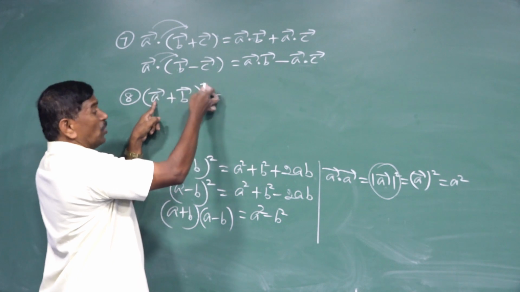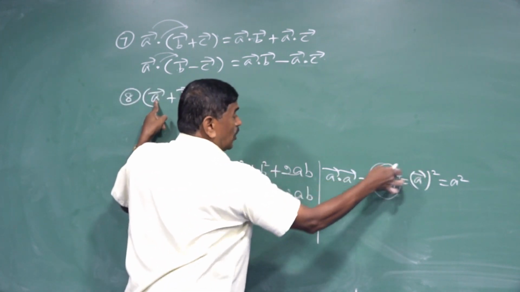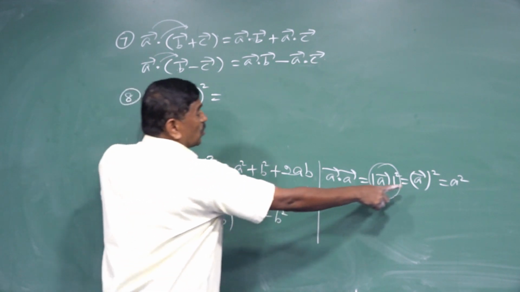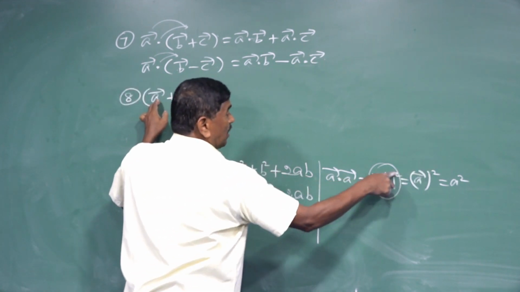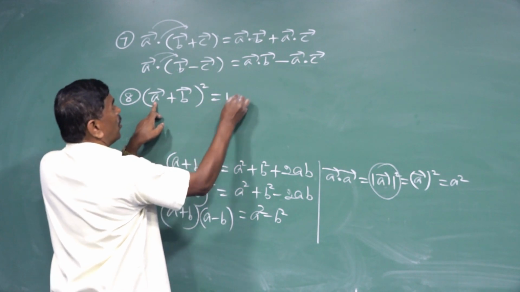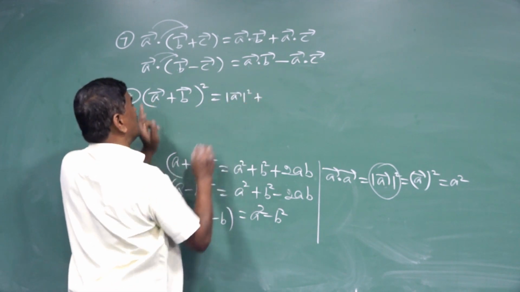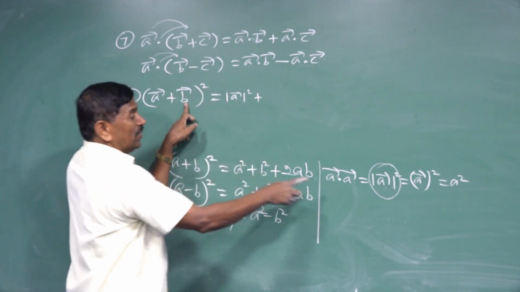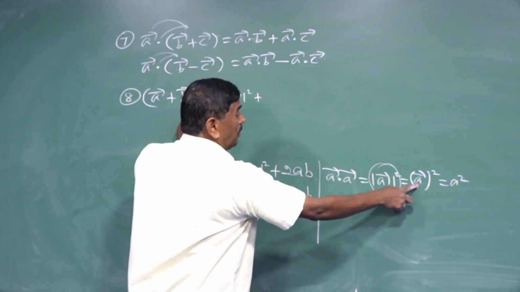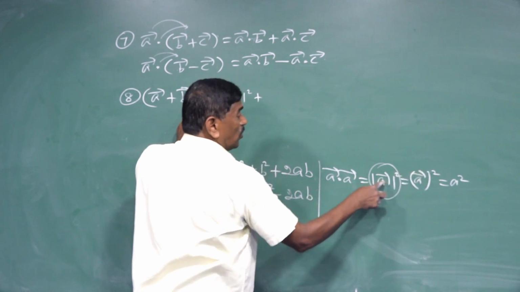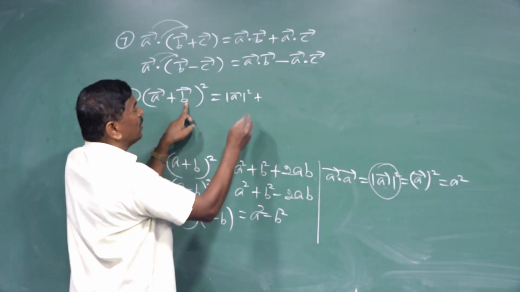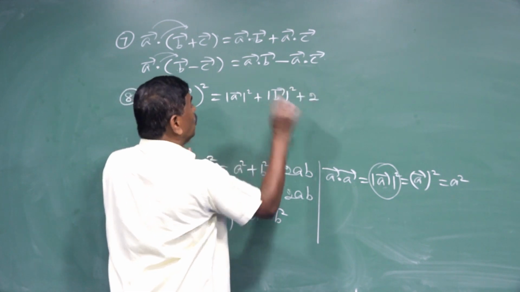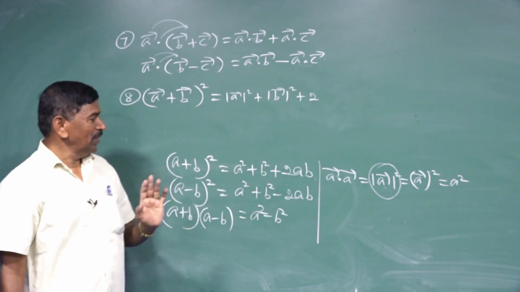That is A vector the whole square. A vector the whole square equal to modulus A vector square. So modulus A vector square plus. Second, B vector. What is B vector the whole square? B vector the whole square equal to modulus B vector square. So plus modulus B vector square plus 2 into, now here only problem.